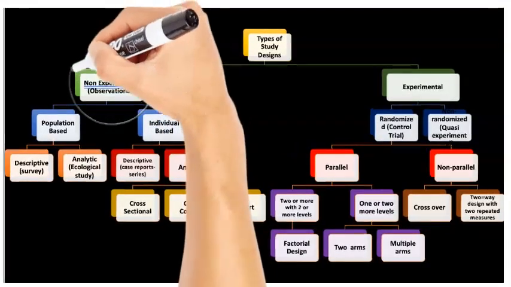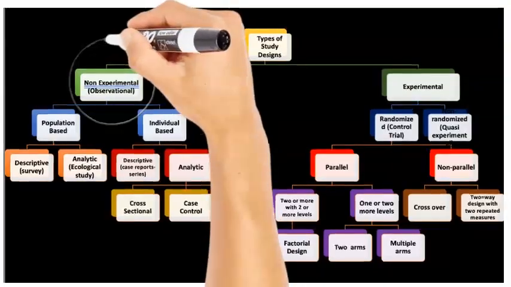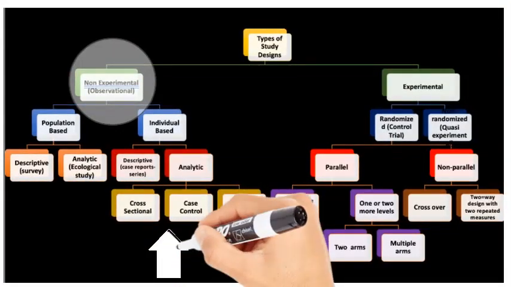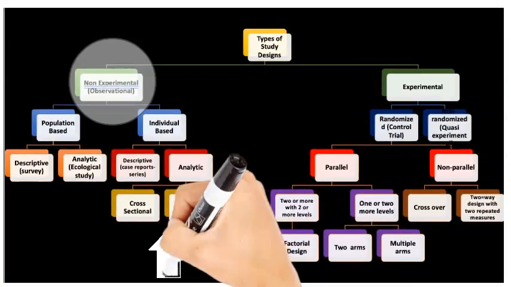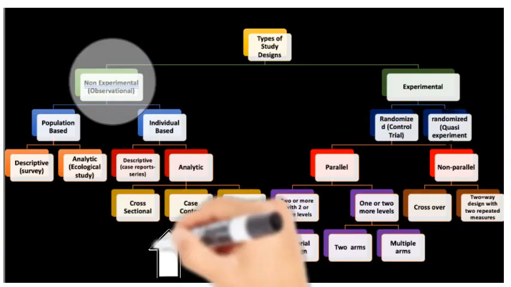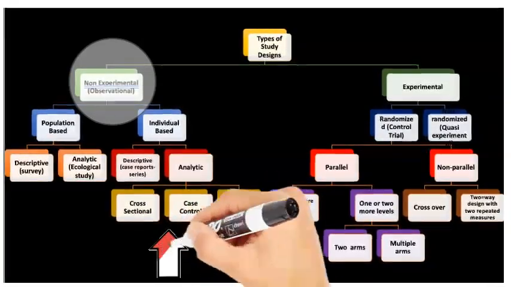The analytical studies will have the cross-sectional studies when we have the exposure and outcome measured at the same time. Case control studies when we have cases that are compared with controls without the outcome of interest. And also the cohort studies when we're going to follow the subjects and compare based on the exposure.